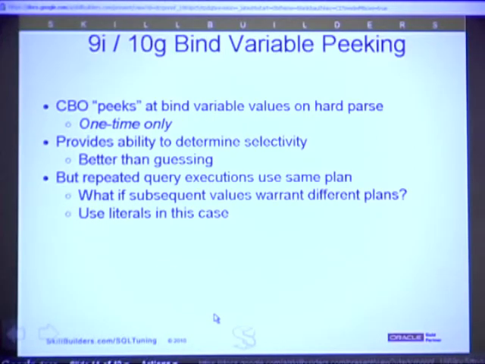So in 9i, and along with 10g, we have bind variable peeking. Bind variable peeking does it one time only at hard parse, looks at the value in the bind variables that are in the query, and it optimizes based on those current variables. Better than guessing? Definitely. Problem is bind variable values change, subsequent executions of the query may have completely different values that warrant completely different plans.